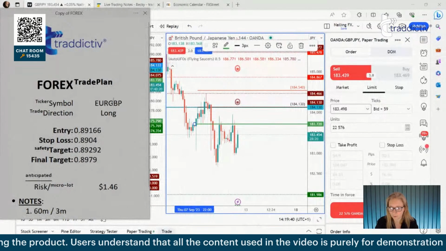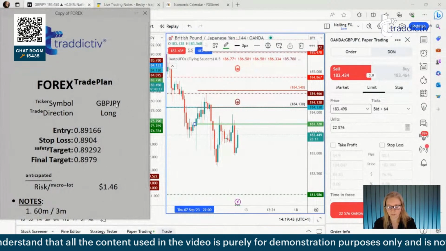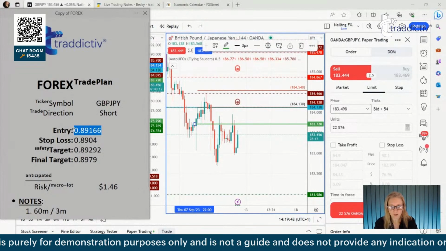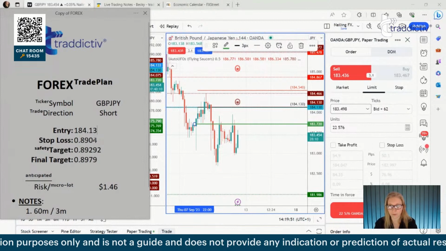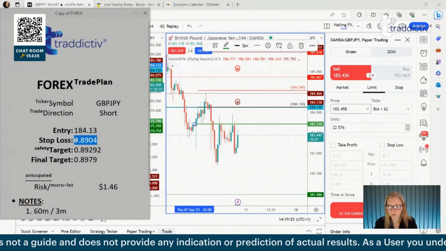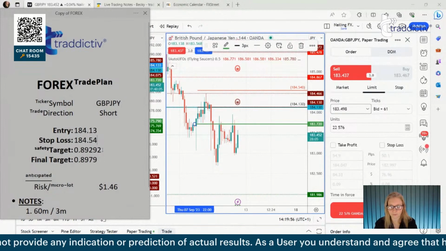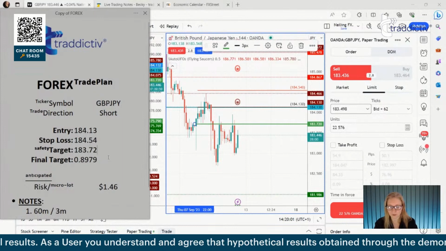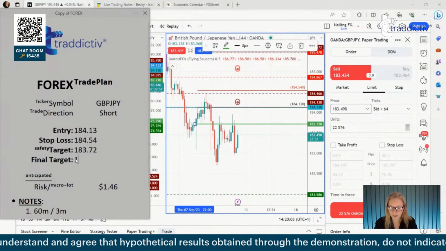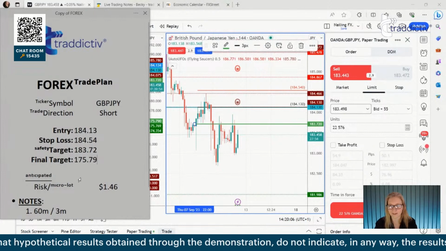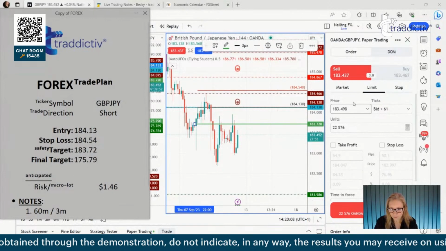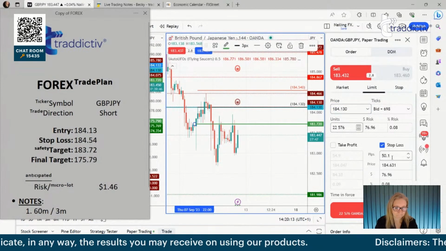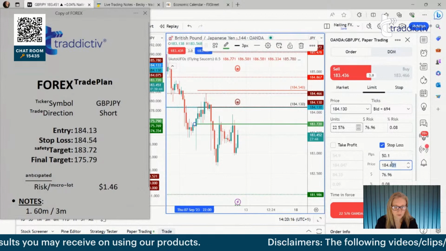So we are looking at the pound yen. We're going short. The entry is 184.13. The stop loss is 184.54. The safety target is 183.72. And the final target, which I can just about see there, is 175.79. So we're just going to fill this last bit in here. So entry, 184.13. Stop loss, 184.54.